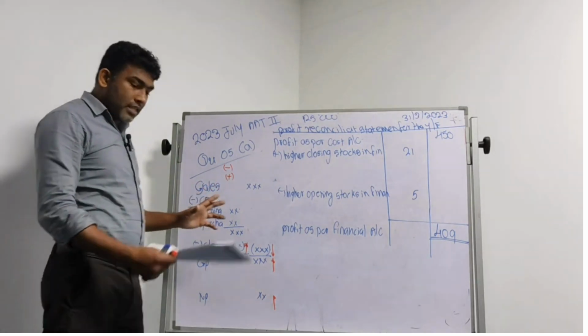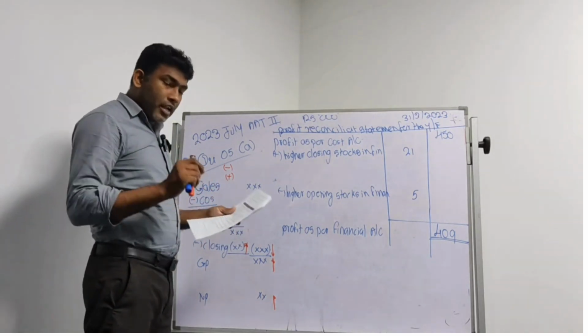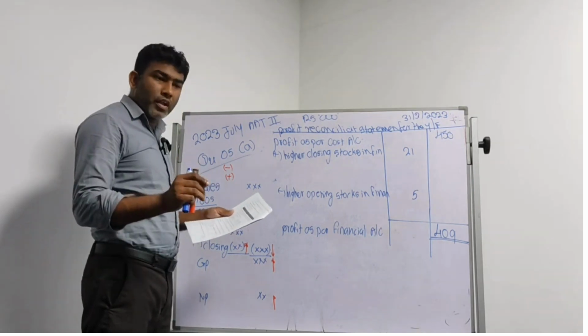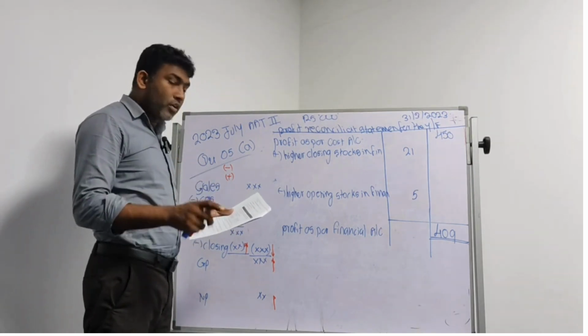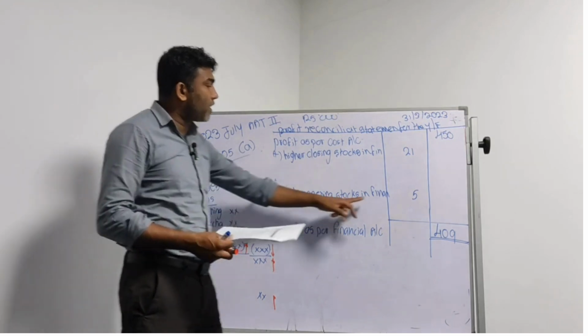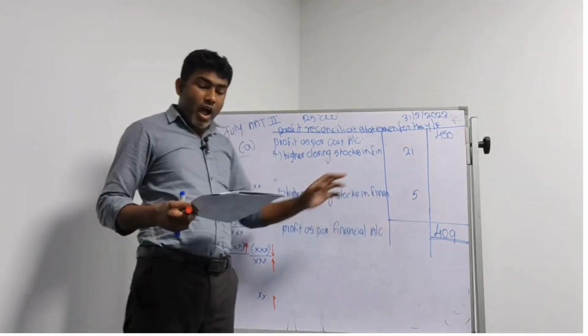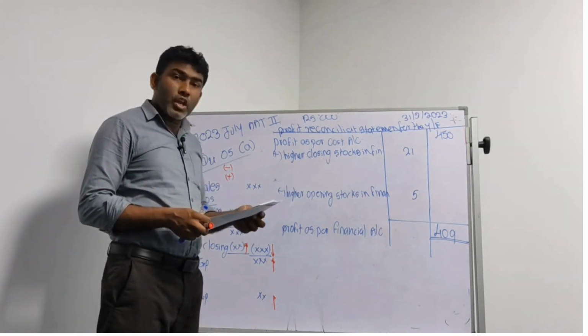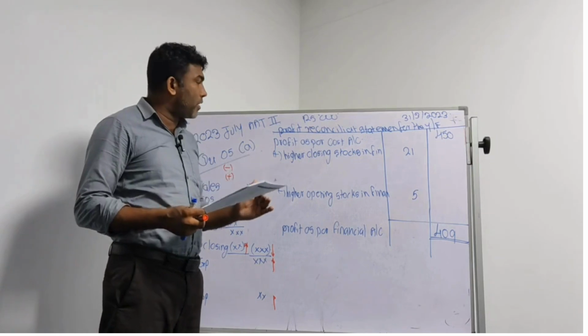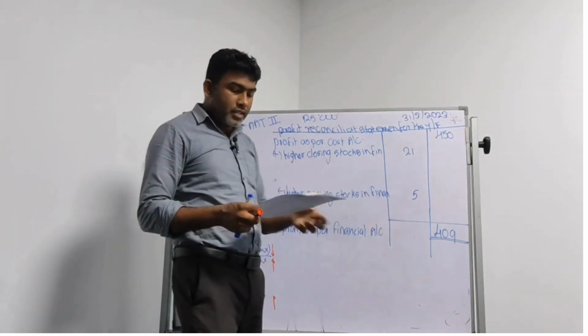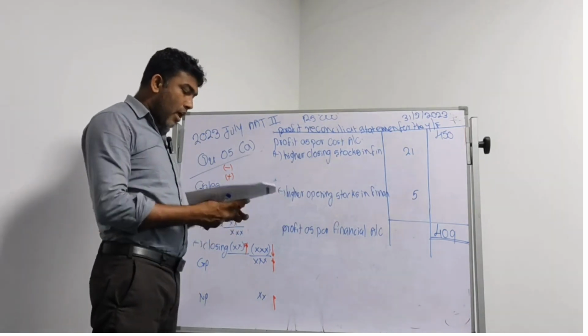So here, as I said, higher opening stock is with the financial accounting. Higher opening stock in the financial accounting means their profit is low. To get a lower figure, I must deduct. Then higher closing stock in the financial accounting means their profit is very high. So I have added here. It's done. Number one, adjustment done.